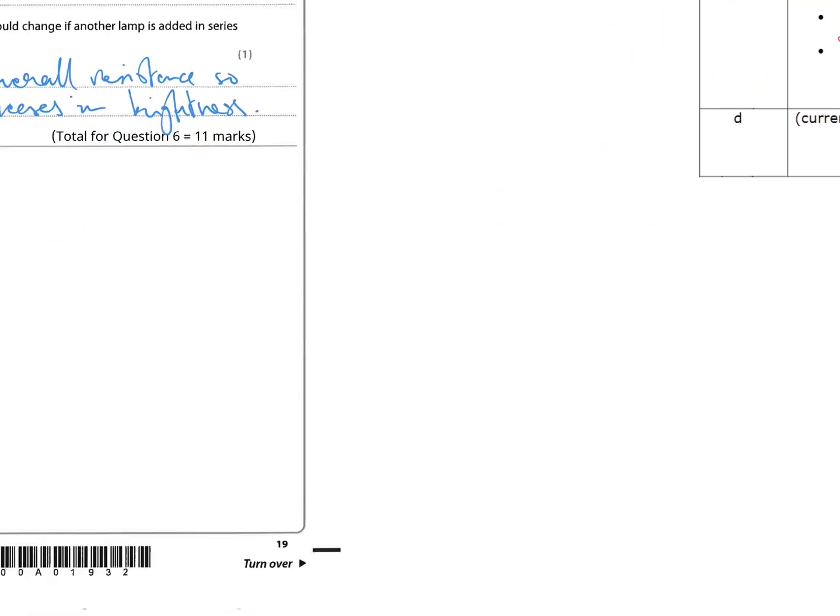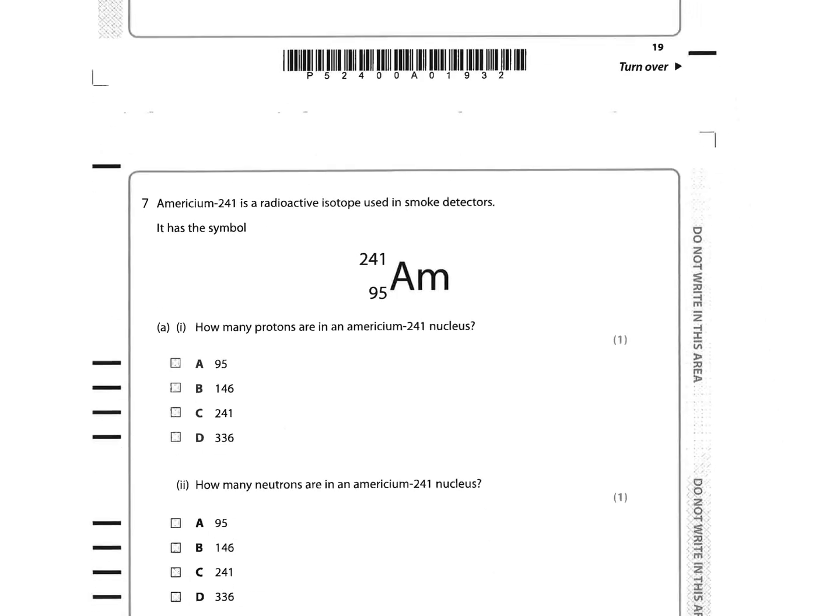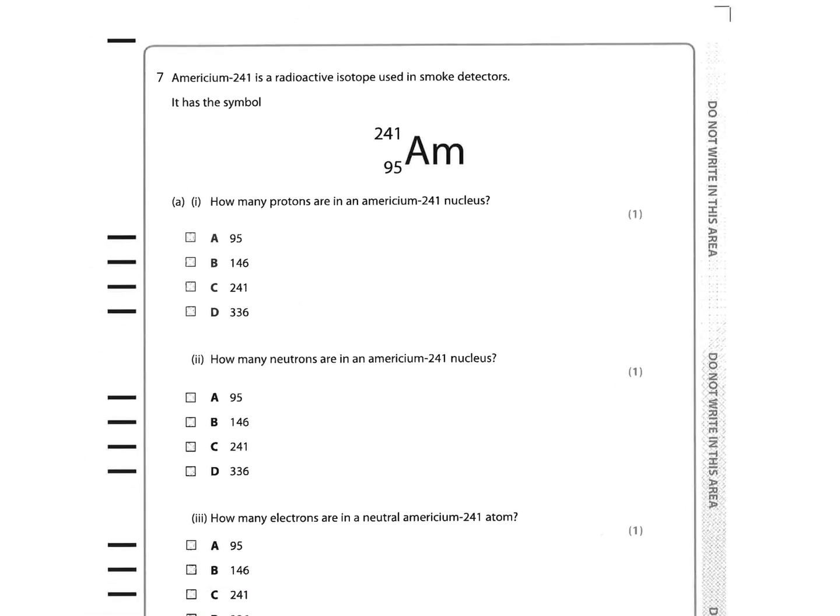Okay, good. So, back to a quick question on radioactivity. We have Americium 241, and it's used in smoke detectors. How many protons are there? Well, protons are the numbers at the bottom. So the answer is A. Simple as that. No argument about it.